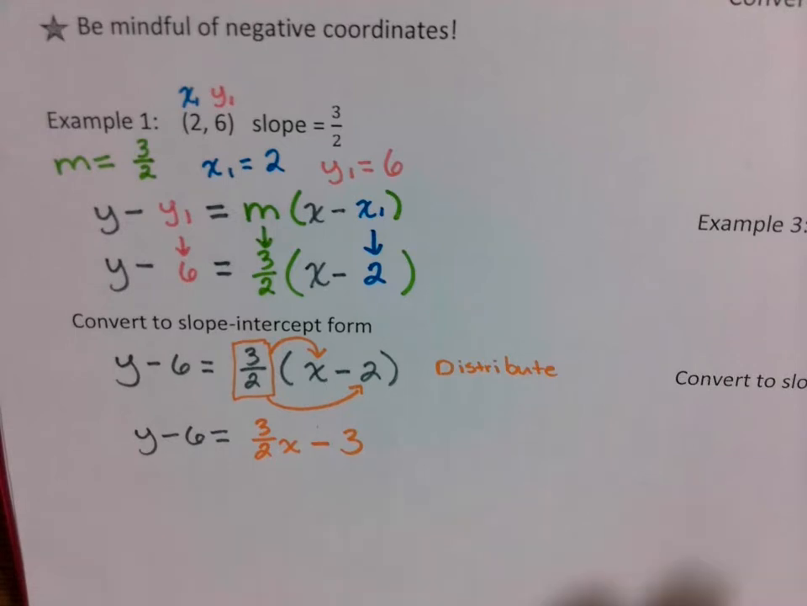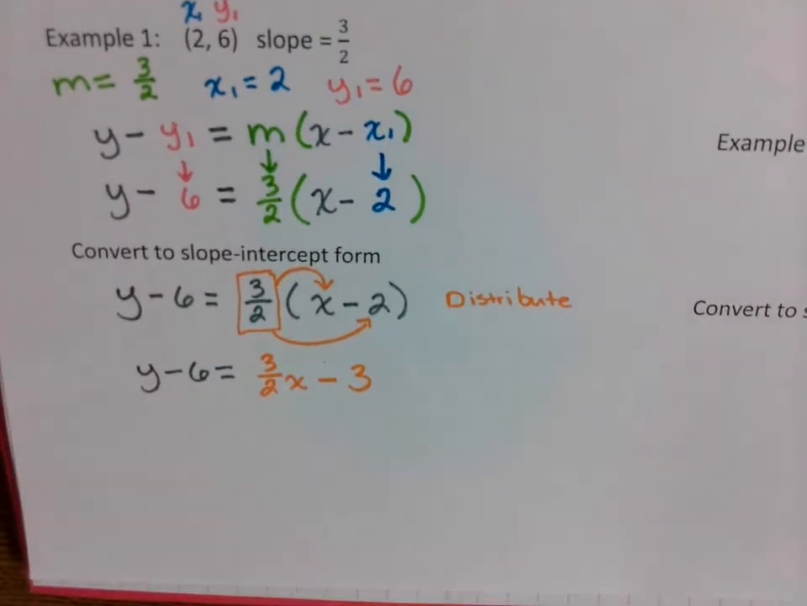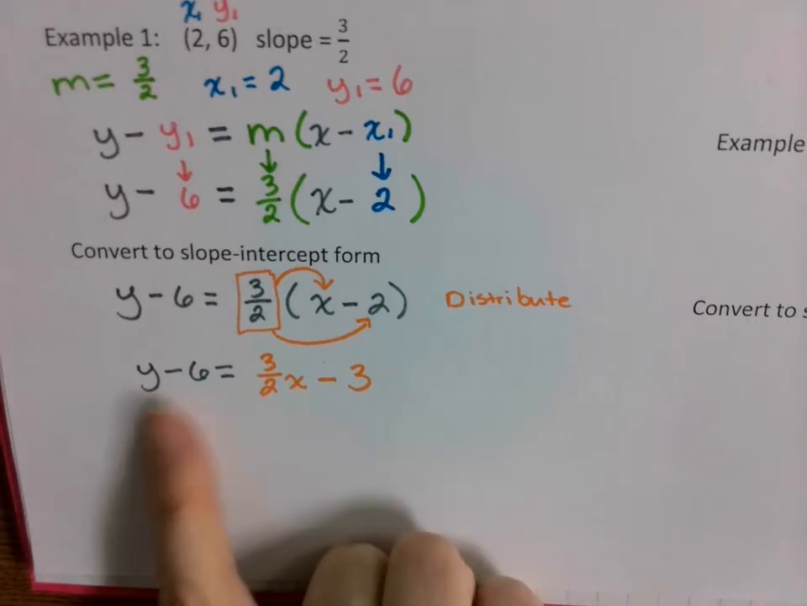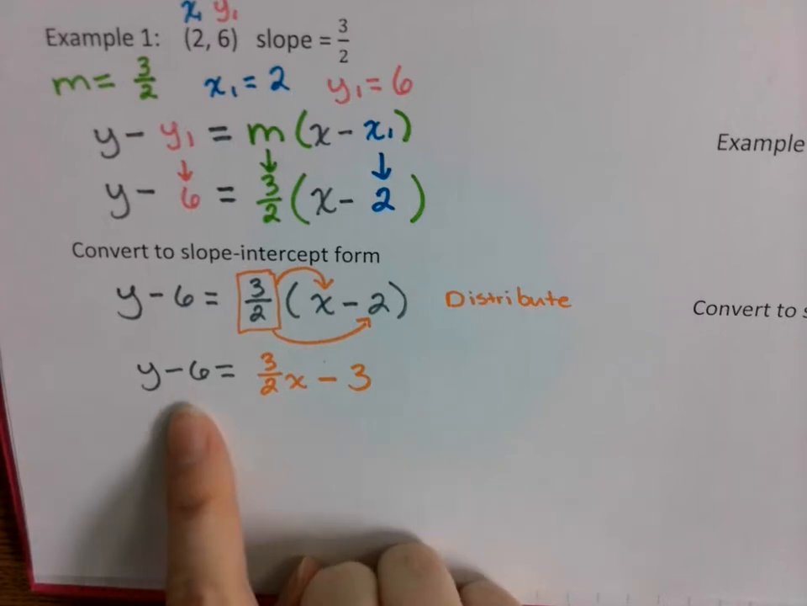Okay, there's only one other thing that we now need to do in order to get y isolated. What do we need to do to get y isolated? Bonnie, what are we going to do here in order to get y isolated?